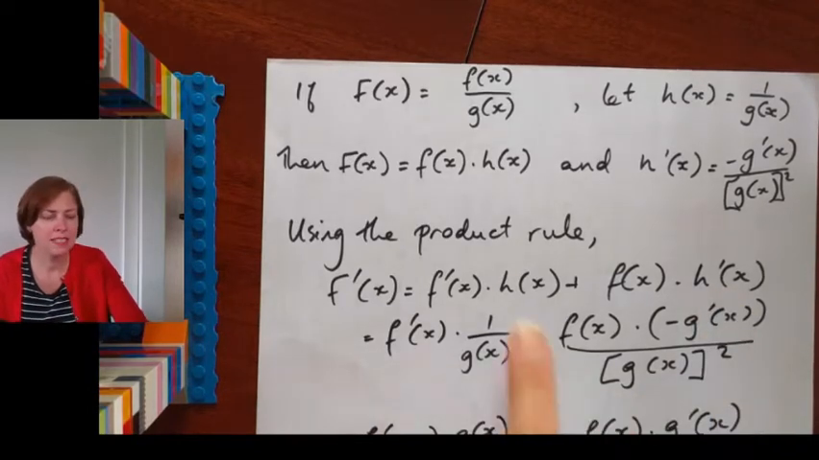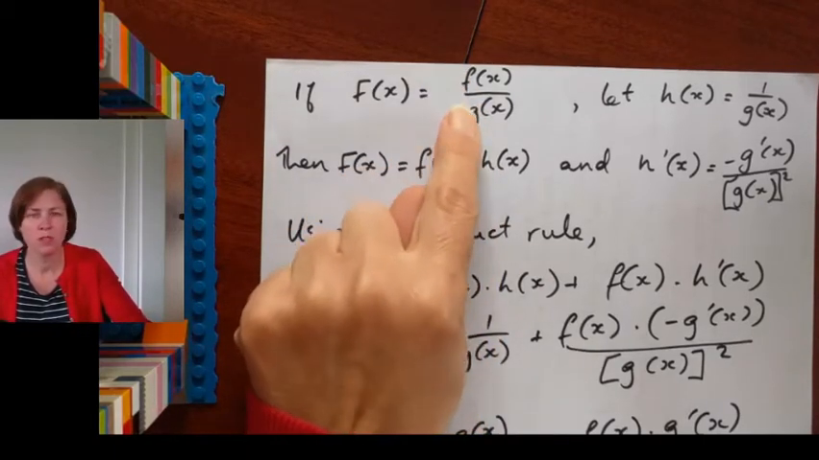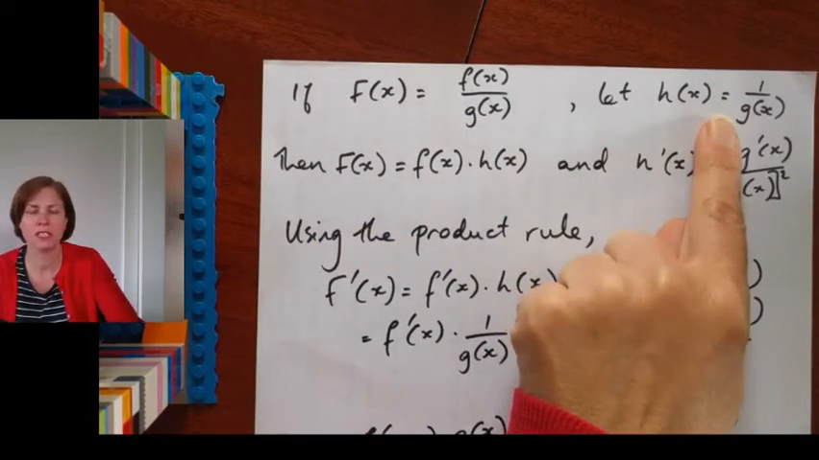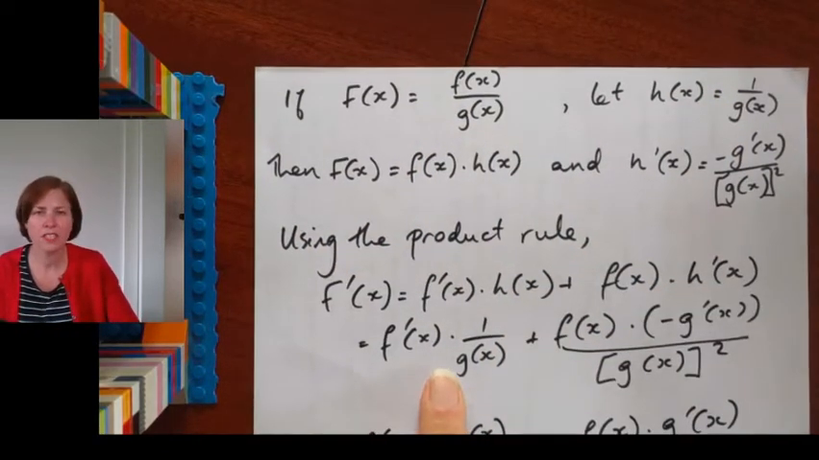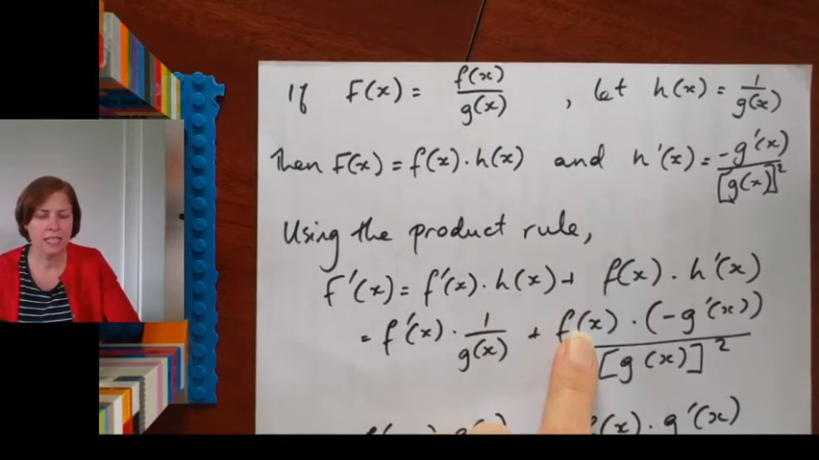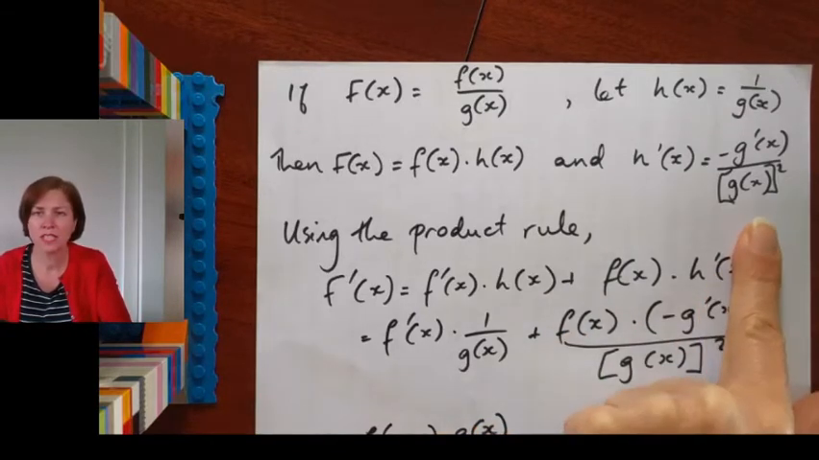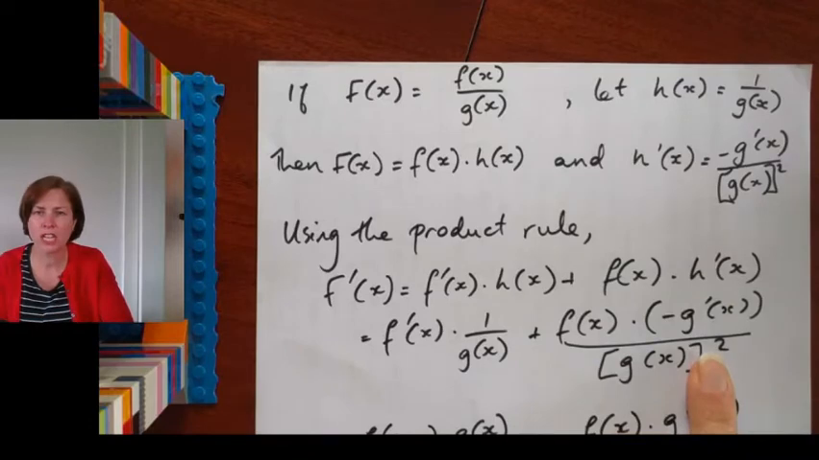Now I'm going to replace h of x with 1 over g because I want everything to get back into g in terms of g of x so that I can find an equation in terms of just f and g and not have to do this step every time. So f dash times 1 over g of x is this part. Here f of x stays, and I simply replace h dash of x with this expression here. Negative g dash of x over g of x all squared.